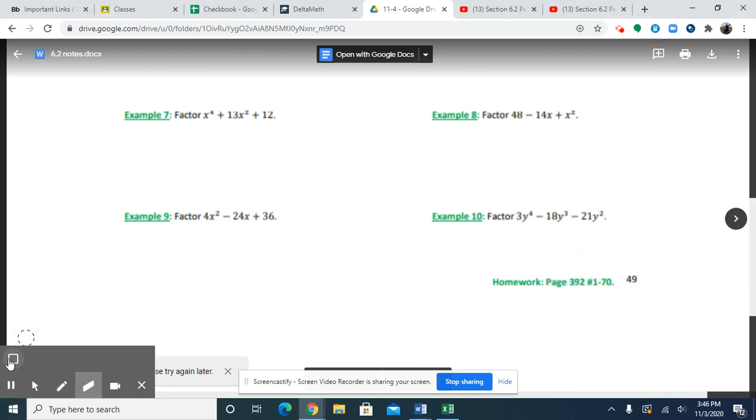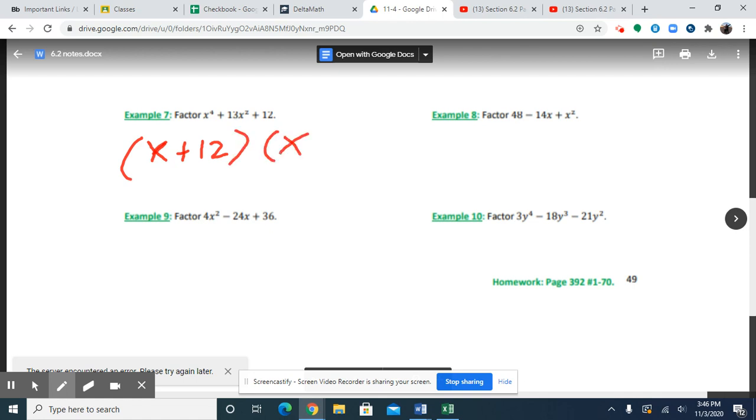Now, the only thing that's a little bit different here is that we have our x to the 4th. So to get to that, all we really need to do is write x plus 12 and x plus 1. Those are the factors that we came out with, which are 12 and 1. They both add up to 13.